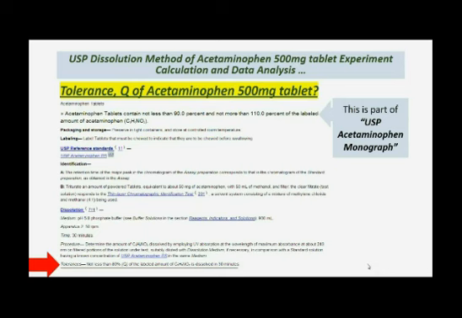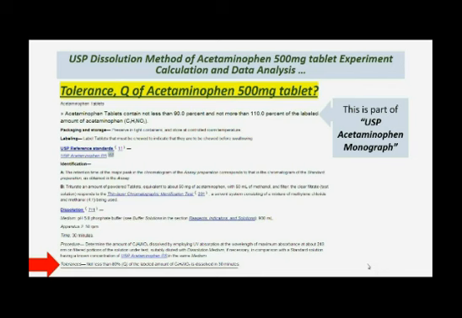Here we are showing the acetaminophen tablets part in the acetaminophen monograph in the USP. As you can see, the dissolution method description, below which you will find tolerance or Q. Tolerance: not less than 80% Q of the labeled amount of acetaminophen is dissolved within 30 minutes. You can find this part of the USP in your student manual.